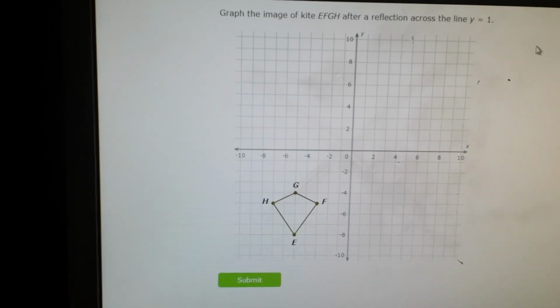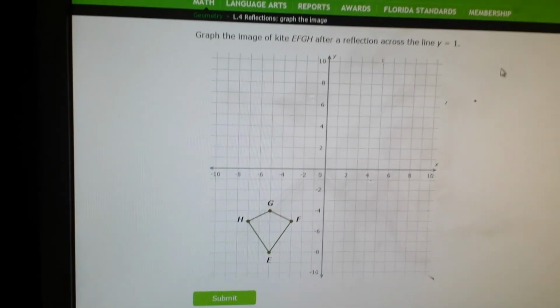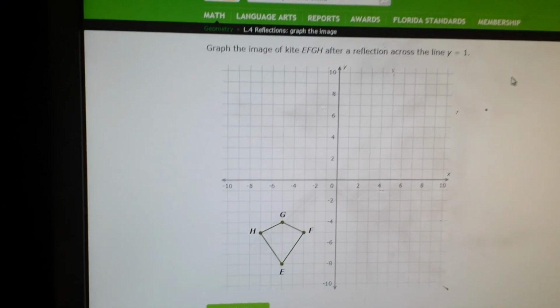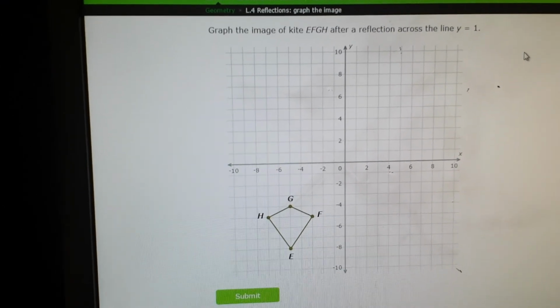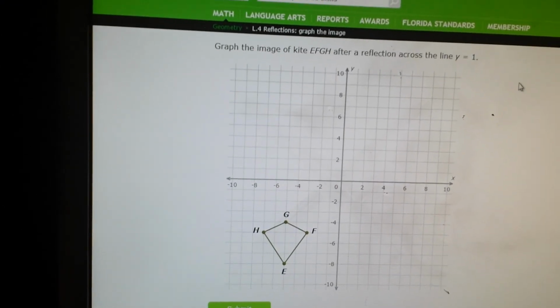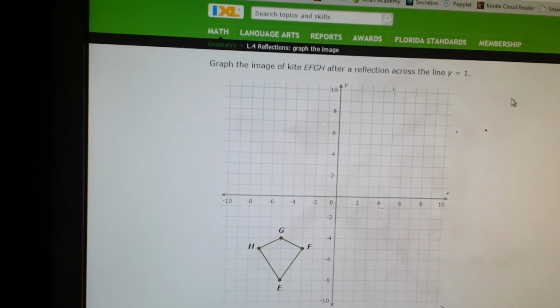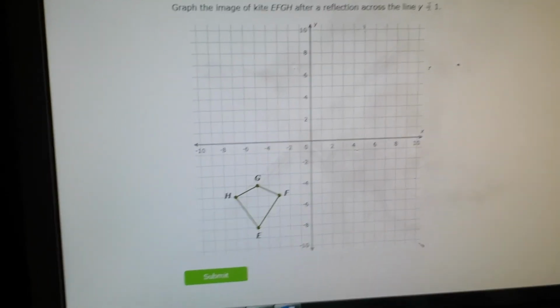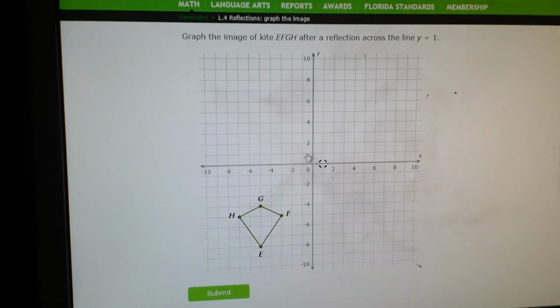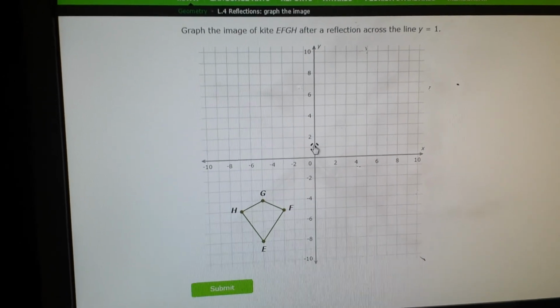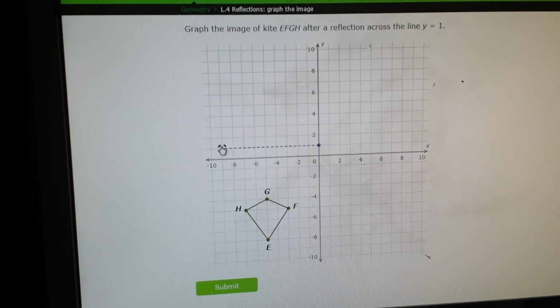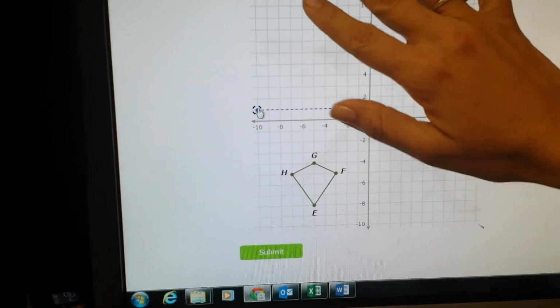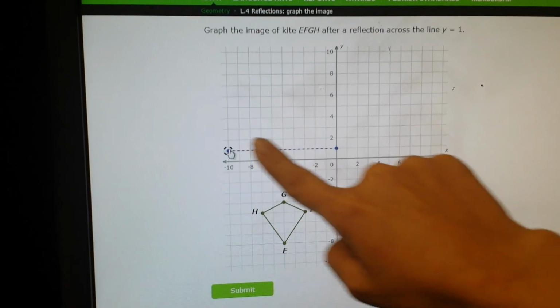Actually, I'm not sure if I did a y equals 1, so let me do this one. Again, like before, y equals 1. Okay, and I'm going to try and do this without a marker so that you can try to do it without a marker too. The line y equals 1, remember, is you go to y equals 1, and then it's the opposite of what you think, so it's actually like this.